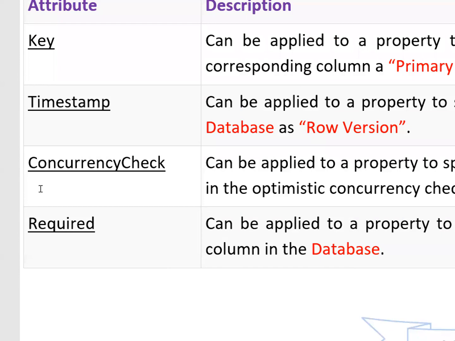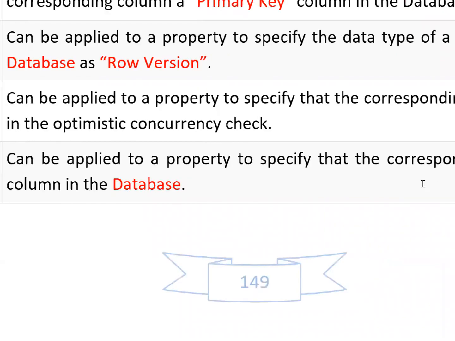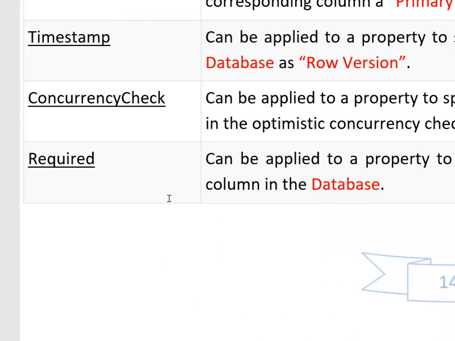Required, yeah. Mandatory field means what? When I use required, it is going to add a not null to the name column. Required can be applied to your property to specify that the corresponding column is a not null column in the database. Earlier we used required on the UI to say mandatory field, but now you are using not null to say this is a not null column in the table.